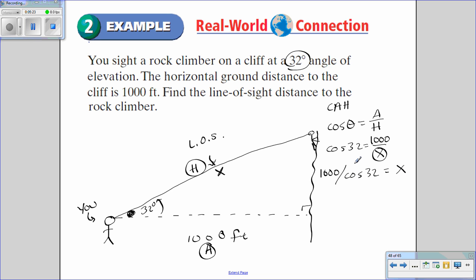So let me calculate that really fast. It doesn't tell me to round it, so I'm just going to use whole numbers here. And it should be approximately 1,179 feet.